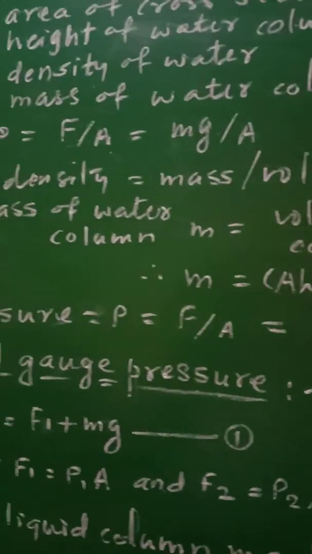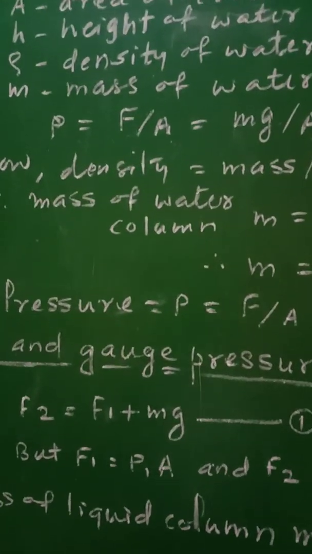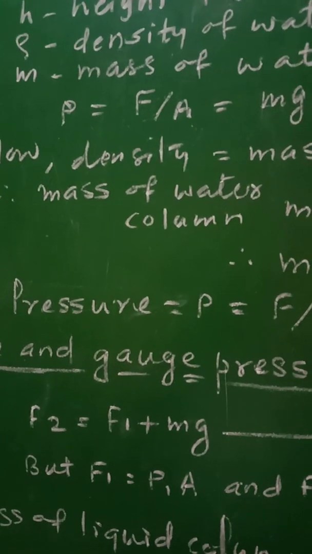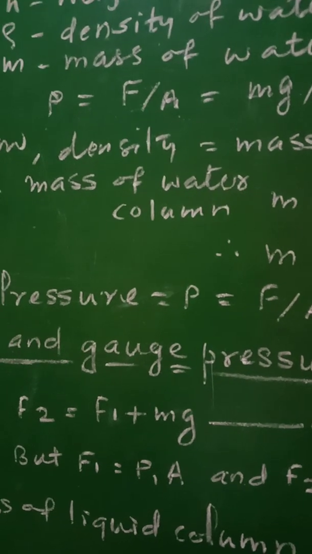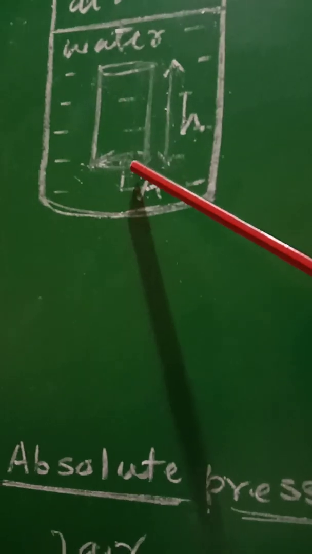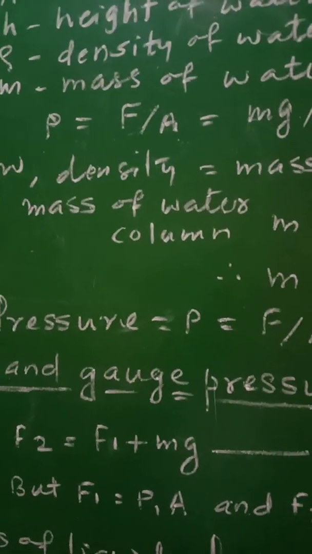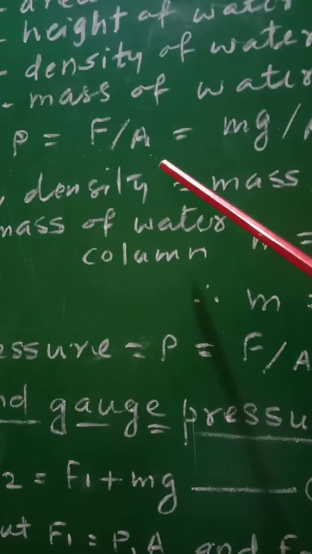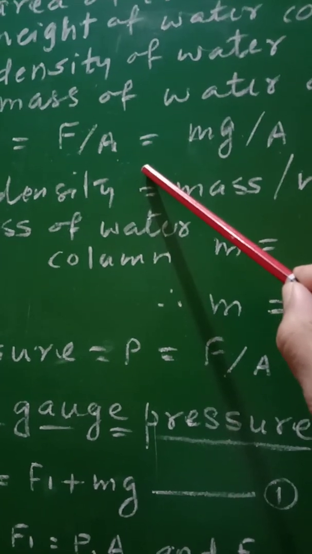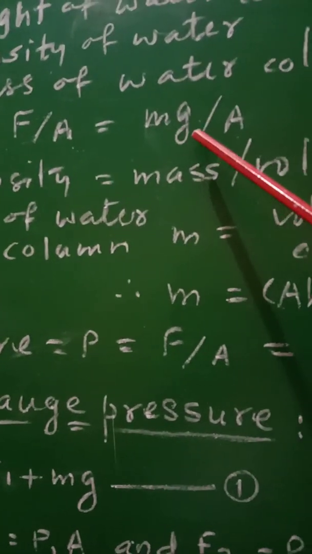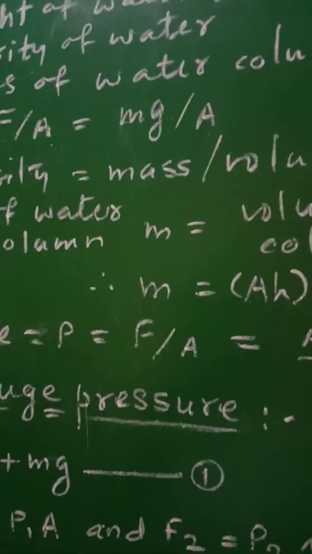Now if M is the mass of the water column, then the weight of that water column will be equal to mg, which is acting in the downward direction. This weight mg will act on this cross-sectional area A, and therefore it will give rise to pressure. We know that pressure P is equal to force per unit area, that is F by A, but F is equal to mg, and therefore pressure P will be equal to mg upon A.